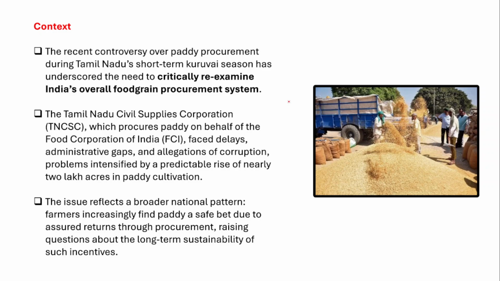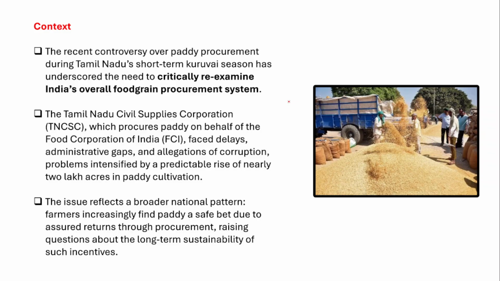We all know that the Government of India under MSP procures food grains from the farmers. The procured food grains are used to fill the buffer stocks and also ensure that farmers get an adequate amount of remunerative prices for their produce, and the procured food grains are also supplied to people through the public distribution system, thereby ensuring food security for the people. So I hope you have understood this. However, this particular controversy that has emerged in Tamil Nadu has highlighted the need to re-examine India's overall food grain procurement system. So we'll be understanding all these aspects as well.